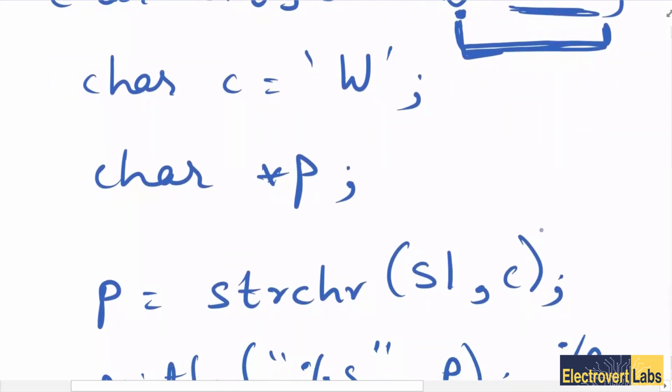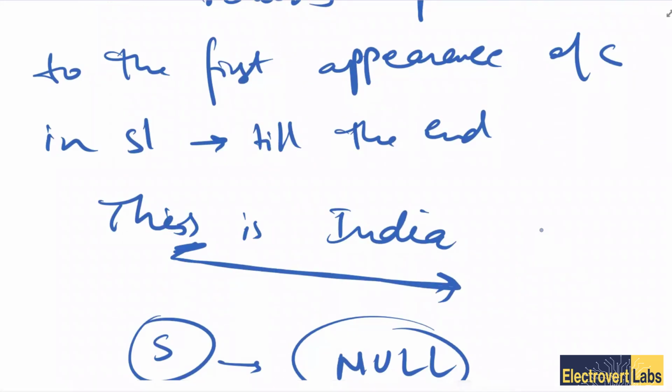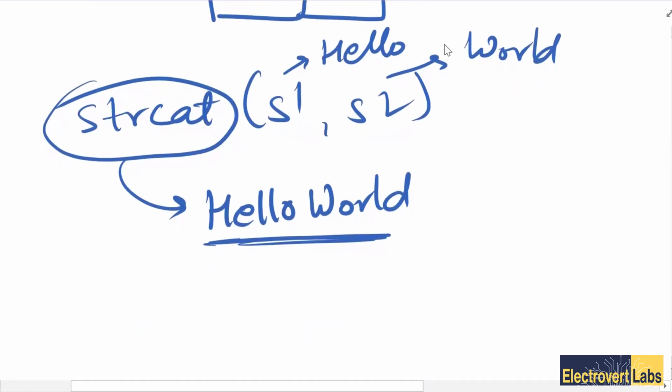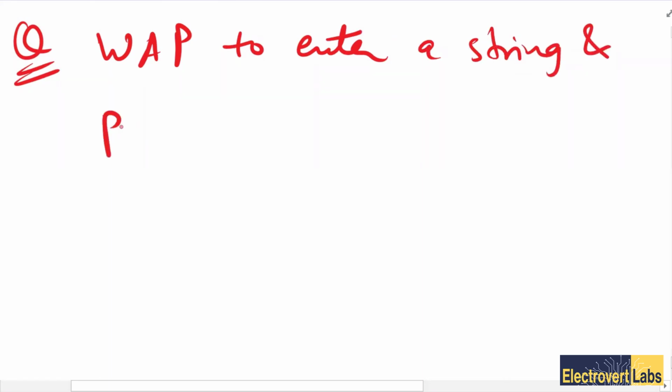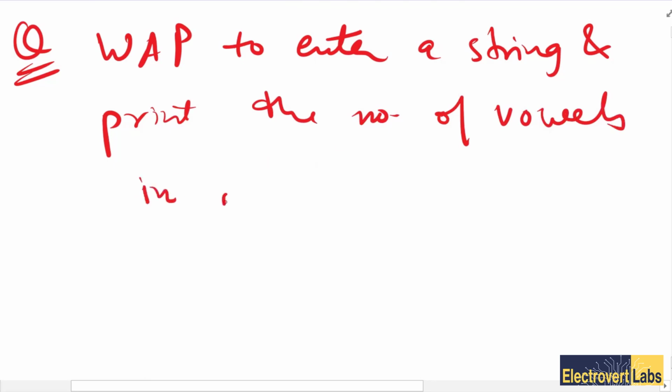Now let us do some programs. This is almost all the theory that you needed. We have already done most of the programs in the class between the theory parts, but we'll do some more now before we end the class. Write a program to enter a string and print the number of vowels in it. This will also make it clear to you.